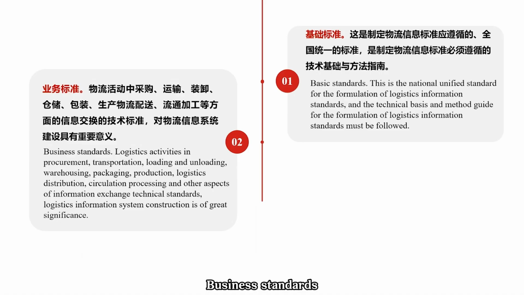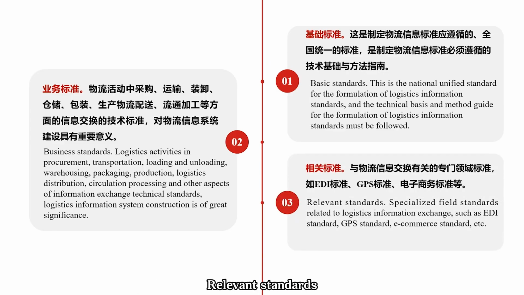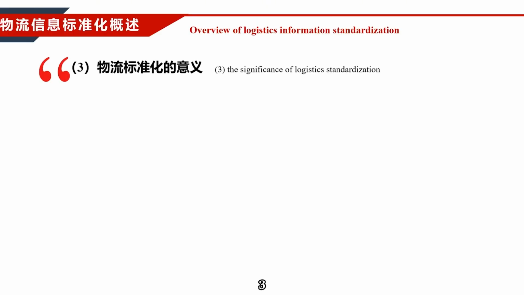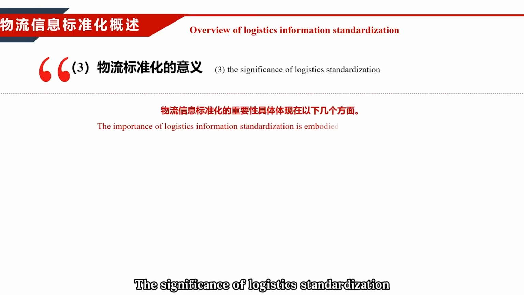2. Business standards. Technical standards for information exchange in logistics activities such as procurement, transportation, loading and unloading, warehousing, packaging, production logistics, distribution, circulation, processing, etc., are of great significance to the construction of logistics information systems. 3. Relevant standards. Standards in specialized fields related to logistics information exchange, such as EDI standards, GPS standards, e-commerce standards, etc.